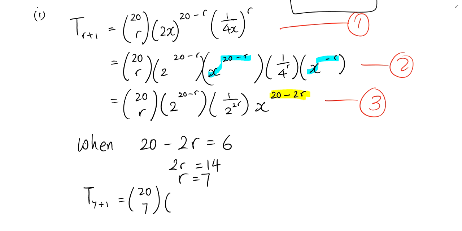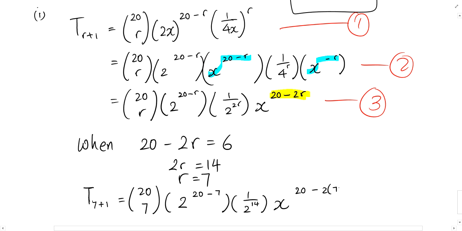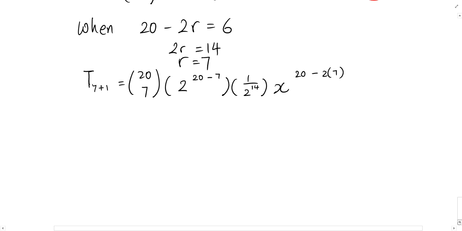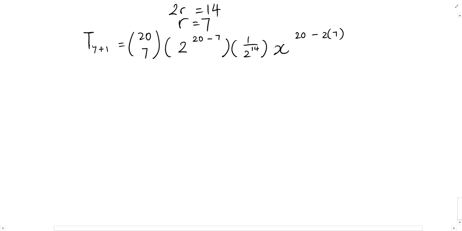So if I sub into my third one, I've got 2 to the power of 20 minus 7, 1 over 2 to the power of 14, x to the power of 20 minus 2 times 7. Please take note that I changed the 4 to become 2 power 2, because I had the intention of combining them together. But you realize that you can also use your calculator here. But I want to use this opportunity for us to use our mental sums.